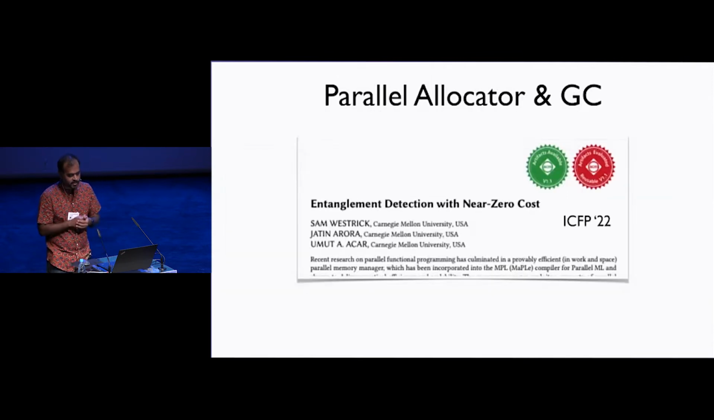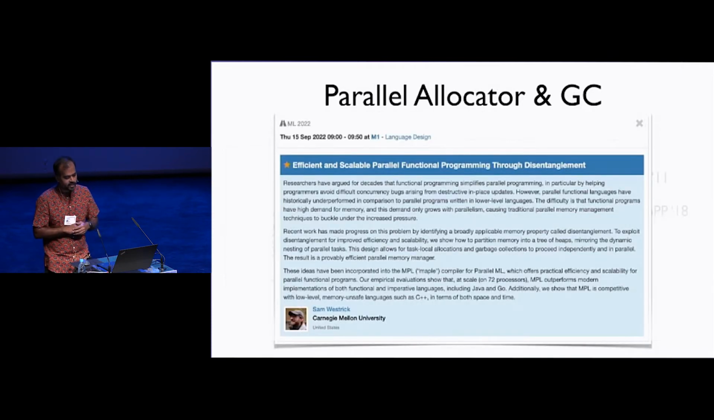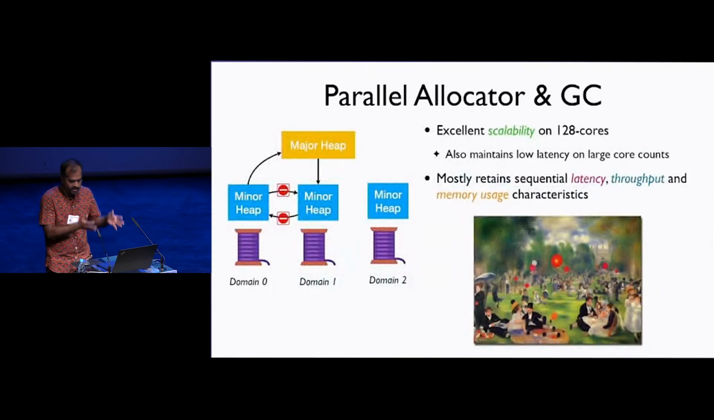And Sam had a distinguished paper earlier this week where they had this very fast check for entanglement detection. Sam is also giving a keynote at the ML workshop later this week on how to do scalable parallel functional programming through disentanglement. I'm quite excited to hear this talk. So given that we were building on a good tradition of building these GCs based on these invariants, we saw excellent scalability on 128 cores. It maintains low latency on large core counts.